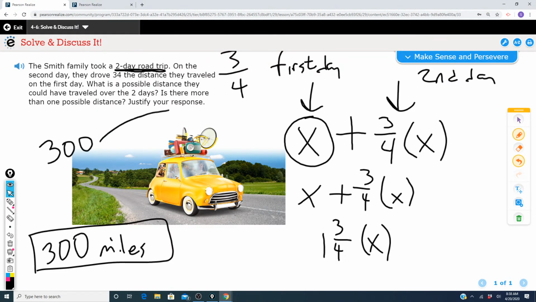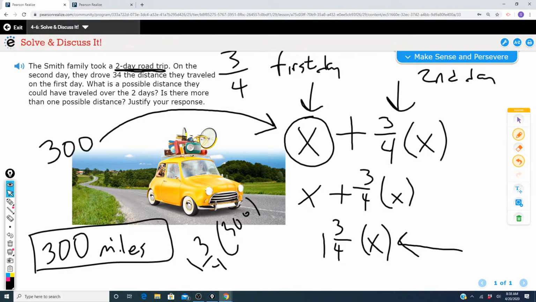If 300 equals x, what did they travel in total? I'm going to nestle this in here and say, well, what is 1 3/4 times 300? Those of you with your calculators in front of you will find out that this will give you 525 miles total.